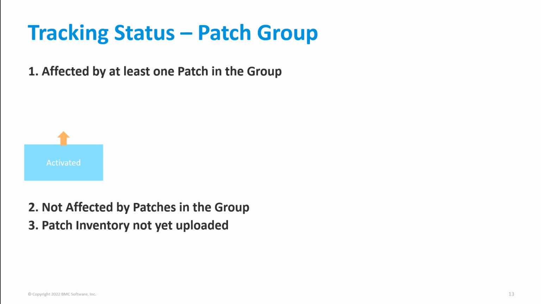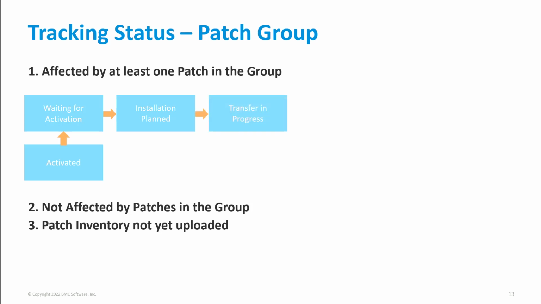When the schedule has not yet begun and you're waiting for it to hit, waiting for activation will appear. The following step will evaluate whether the patch group is scheduled to run on a specific day or time. If this is the case, the details section will show installation planned. Installation planned will be displayed until the execution begins. If not, it will remain as installation planned for a few moments until the transfer starts. It will change to transfer in progress during the transfer.